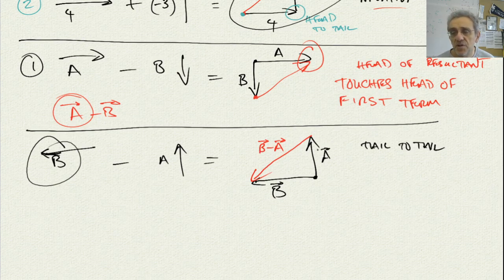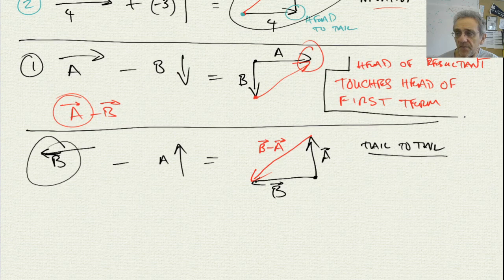Okay? So A was up, B was to the left, and since I'm subtracting them, I can put them tail to tail, and I know my resultant has to point towards the head of the first term. Head of resultant touches head of first term. There's my rule.